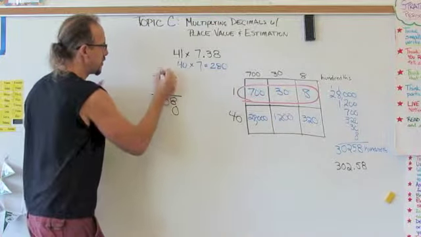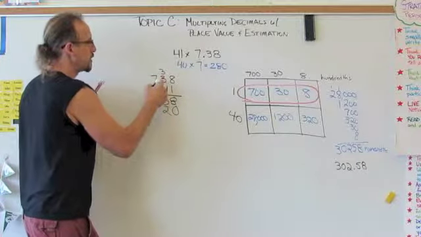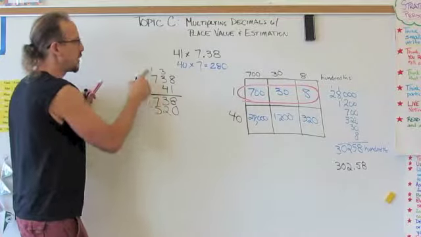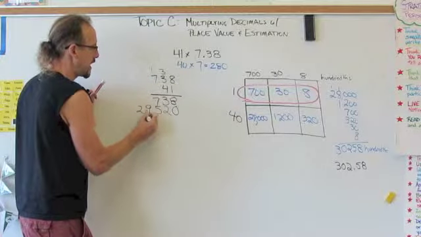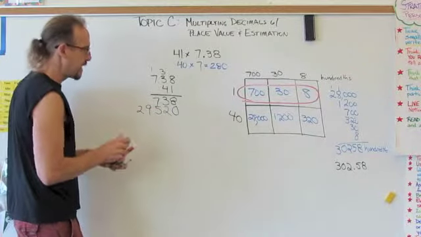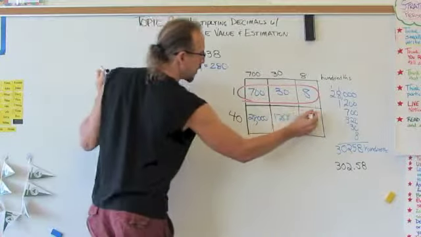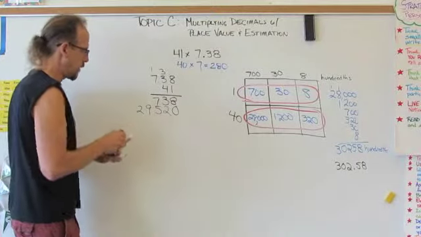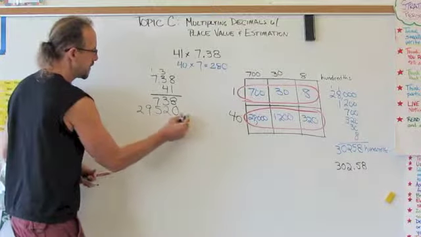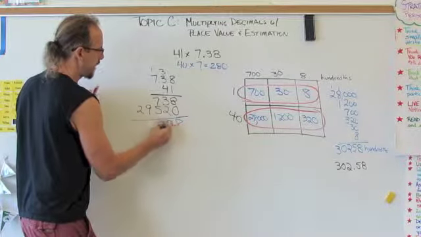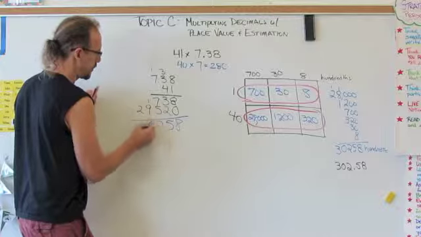4 times 8 is 32. 4 times 3 is 12, plus 3 is 15. 4 times 7 is 28, plus 1 is 29. And we're going to ask, where's that 29,520? And it is, of course, right here if I add up those. Then we're going to put those all together. 8, 5, 12, 0, 3.